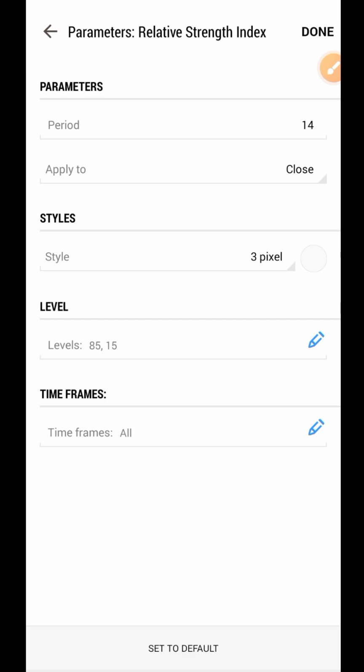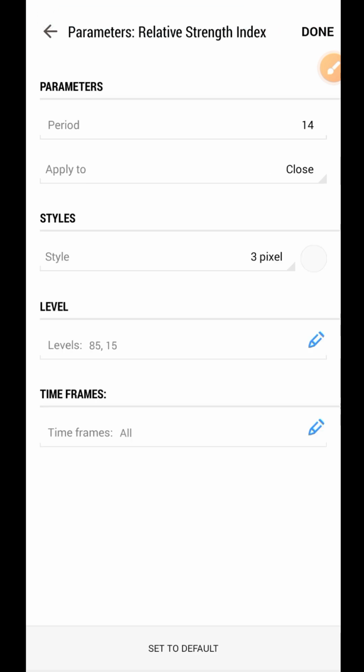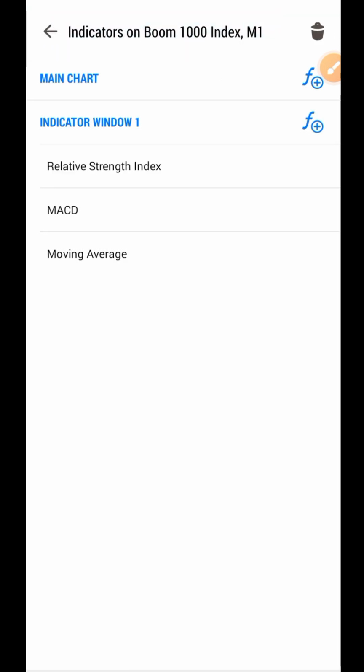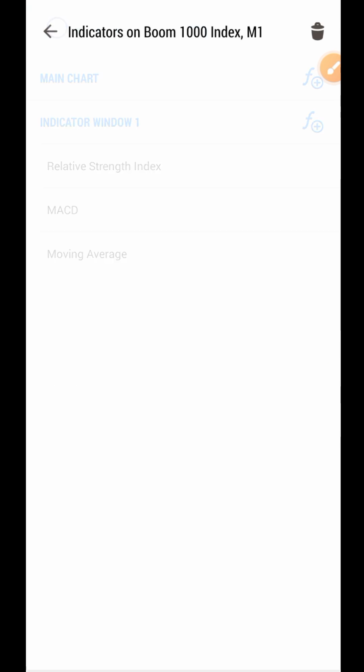For the RSI, we don't need anything other than the levels. Just put 85 and 15, then choose any color of your choice. You can make it thicker so that you can see it clearly on the chart. We don't need anything else. Click on done. The MACD is on default settings: fast EMA 12, slow EMA 26, MACD 9, apply to close. So leave everything at the default setting.